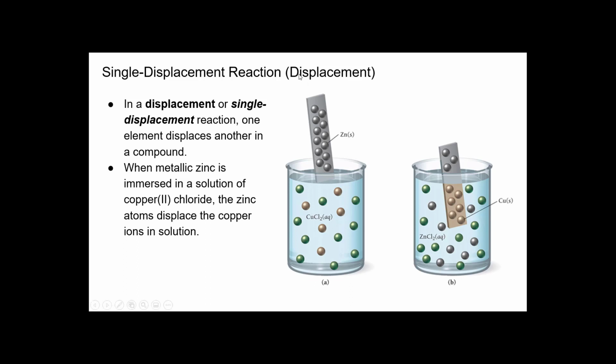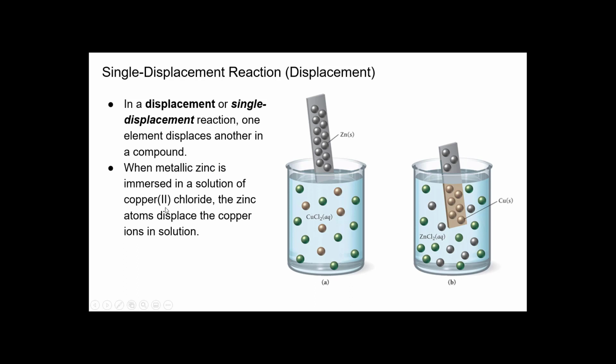Single replacement or single displacement. I just copied this over, and it should say replacement, because if you do a search for this, it could come up as either one, displacement or replacement, but they mean the same thing. Let me explain. You are dancing with somebody on the dance floor, and then somebody wants to dance with you. They ask to dance with you while you're dancing with somebody else, and that person leaves, and now you have a new dance partner. That is exactly what's happening here. In a single replacement, one of the cations or anions leaves, and another one comes in. One element displaces another in a compound.